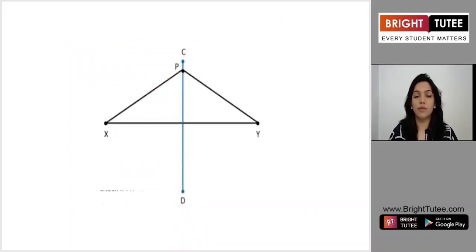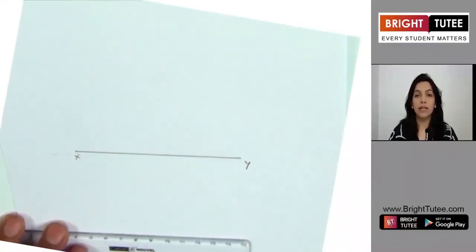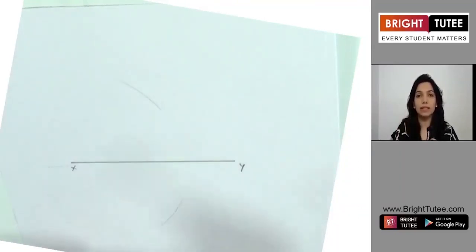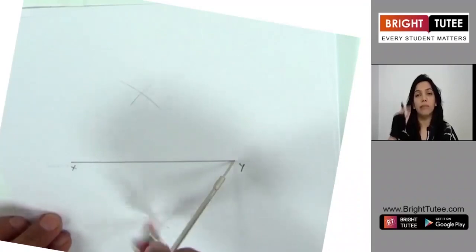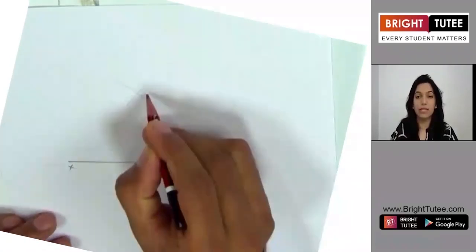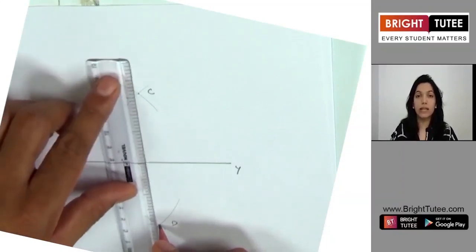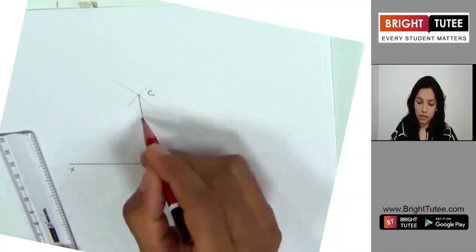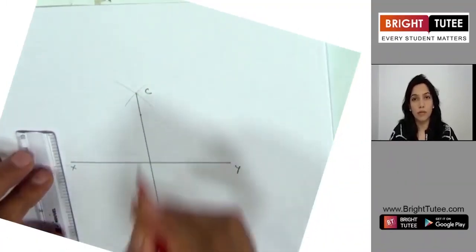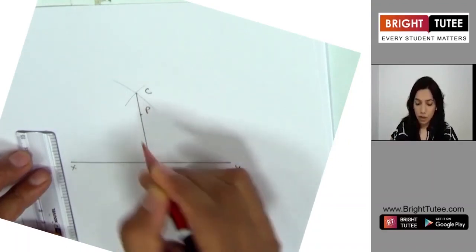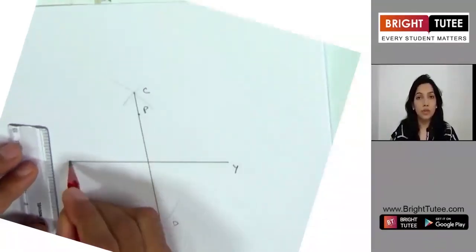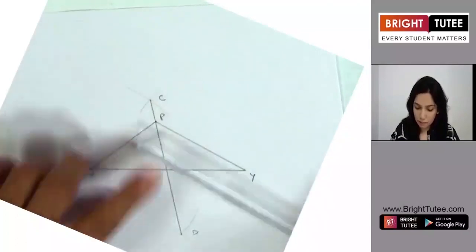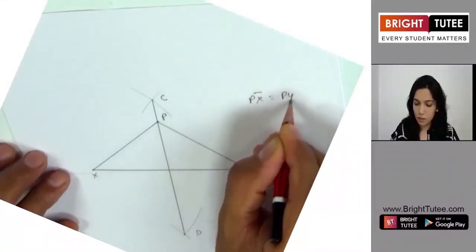First of all, you drew line XY. Then you took the compass and drew two arcs, keeping the center at X and then Y respectively. When they meet at certain points, let's name them C and D. We draw a straight line, which is the perpendicular bisector of the given line XY. Now they were asking us to make a point P on this perpendicular bisector and examine whether PX is equal to PY. Using the ruler, after measuring, you will see that yes, PX is equal to PY.